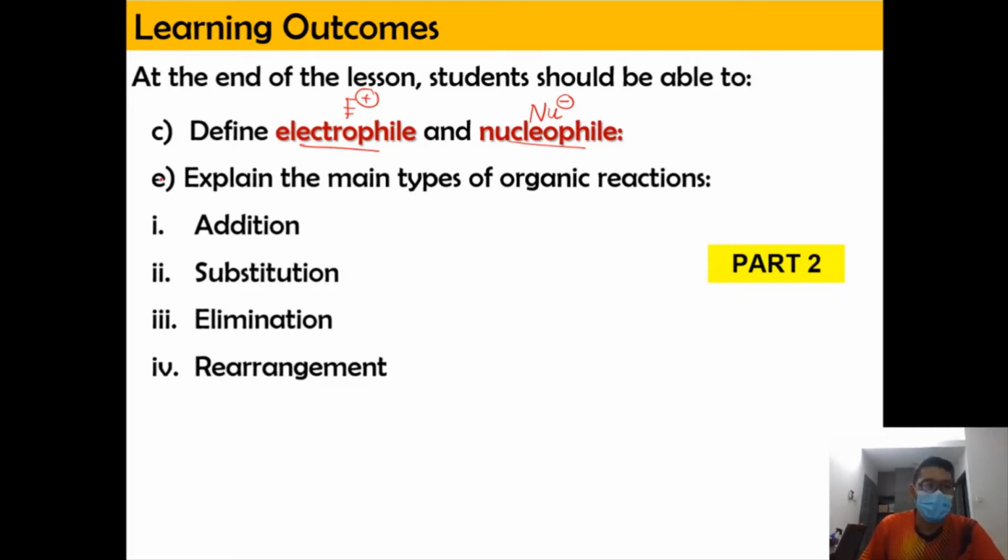Meanwhile, at the same time, we're going to look into part D, which is to explain the main types of organic reaction: addition, substitution, elimination, and rearrangement. By using the concept of nucleophile and electrophile, we're going to explain these four types of organic reaction. So without any further ado, let us start.